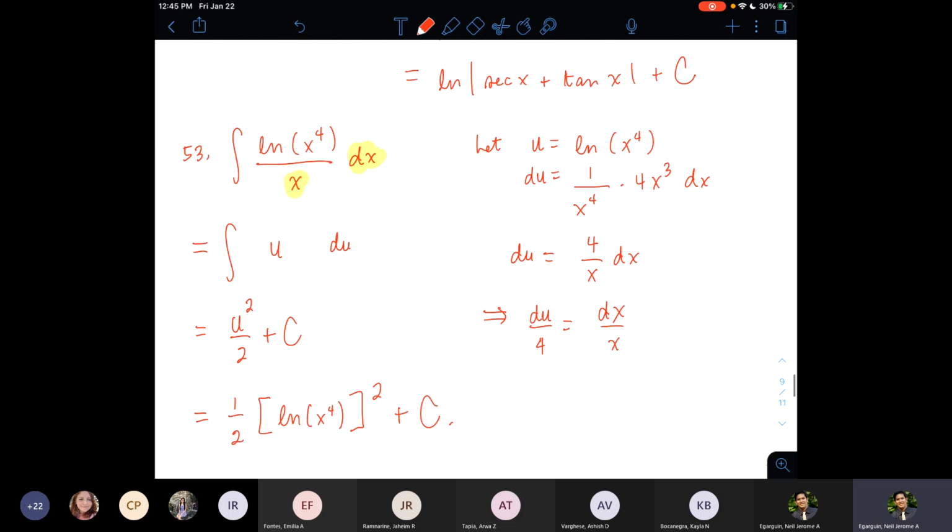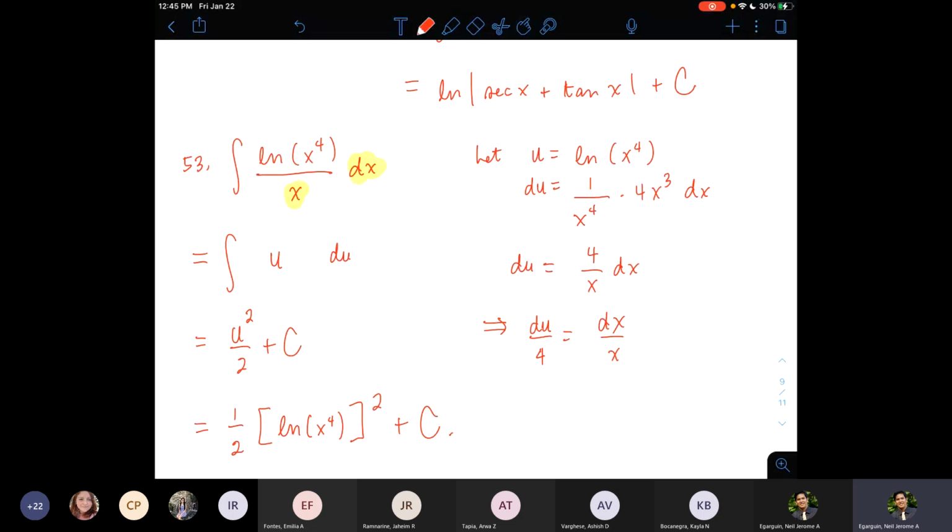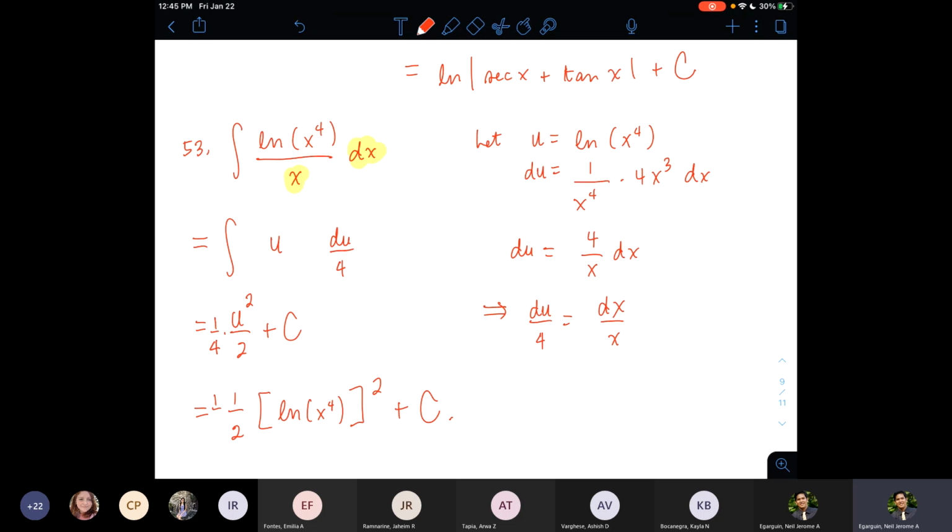Oh yeah, thank you, Kevin. I forgot that dx over x is du over 4. Good catch. Thank you. So that means this will have a 1/4 over here and a 1/4 over here. So this would be 1/8. Dx over x must be replaced by du over 4, so the entire integral would be multiplied by 1 over 4. Good catch. Thank you.